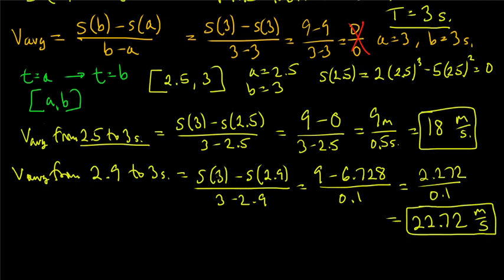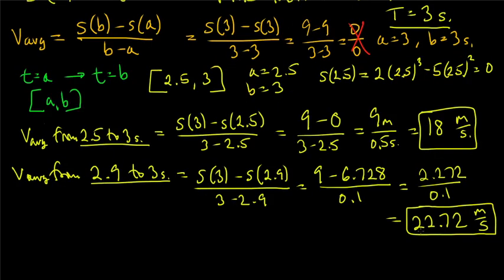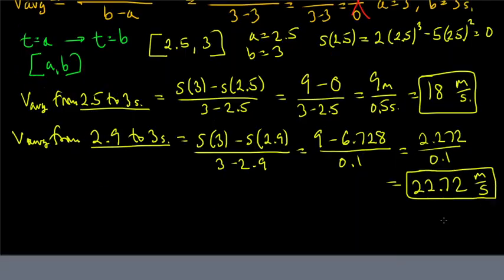So that's still an average velocity, but it's an average velocity over this 1/10 of a second time interval, from 2.9 to 3 seconds. So that's pretty close to just 3 seconds, but it's still not quite exactly 3 seconds. It's 1/10 of a second before that. But over that interval, that's how fast we were traveling, 22.72 meters per second. So it might be pretty close to the instantaneous velocity, but we're not quite there yet.